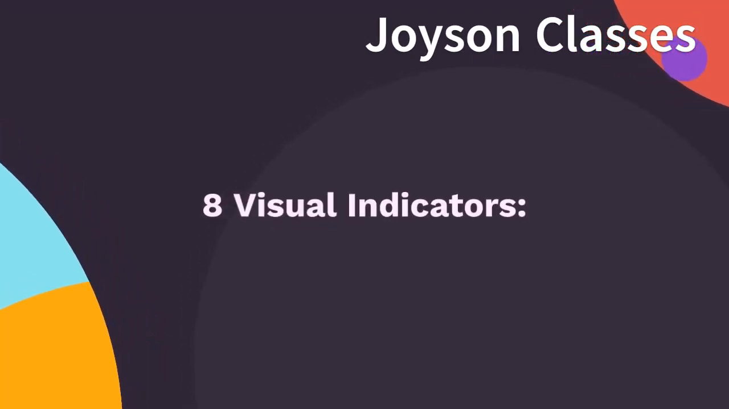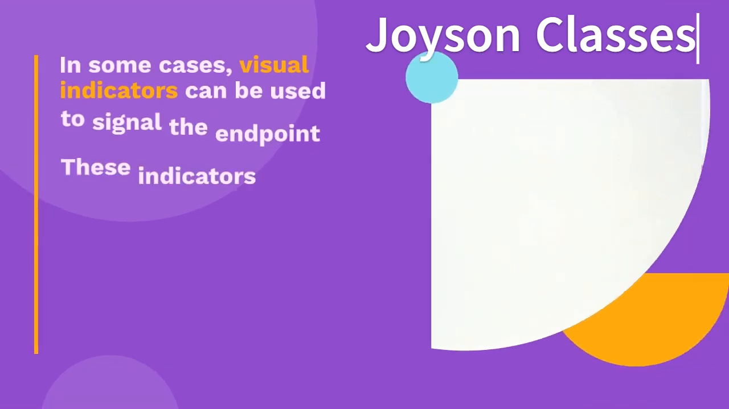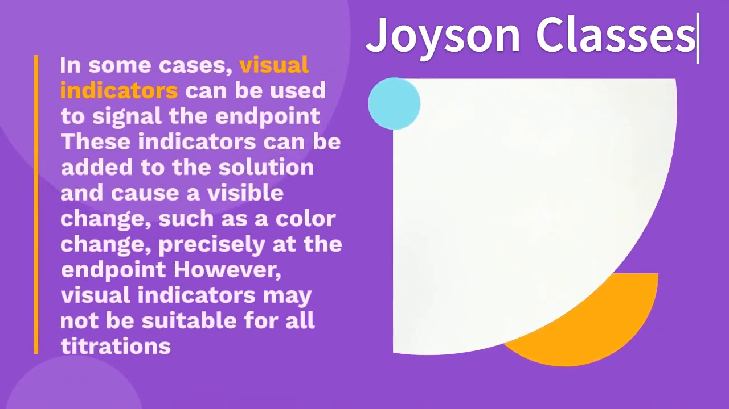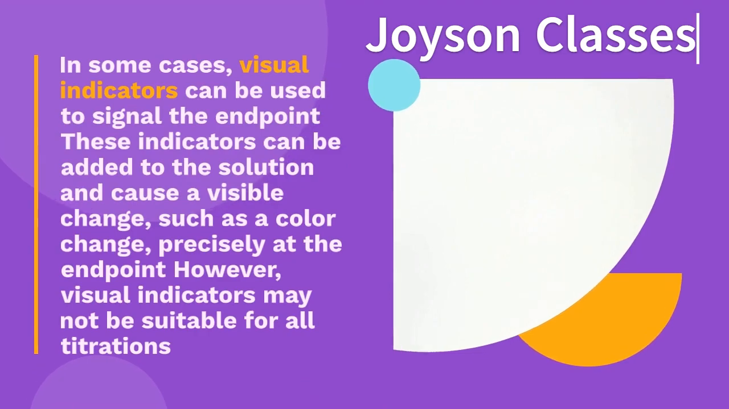8. Visual indicators. In some cases, visual indicators can be used to signal the endpoint. These indicators can be added to the solution and cause a visible change, such as a color change, precisely at the endpoint. However, visual indicators may not be suitable for all titrations.